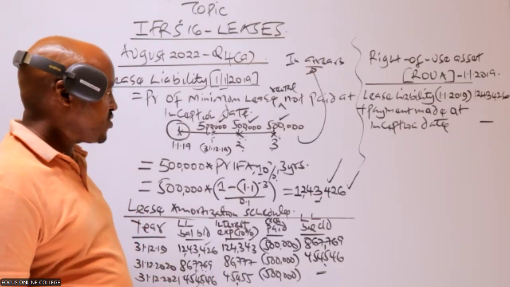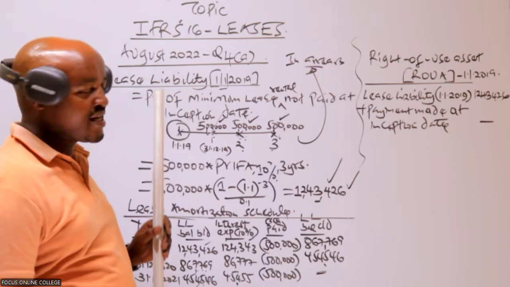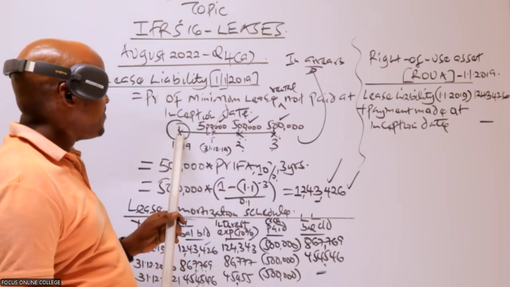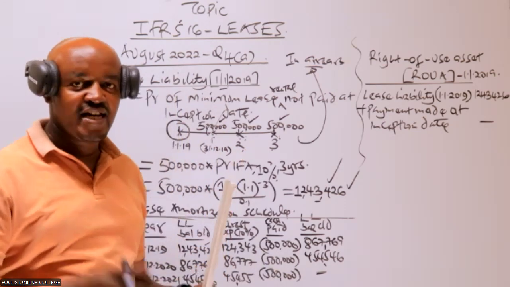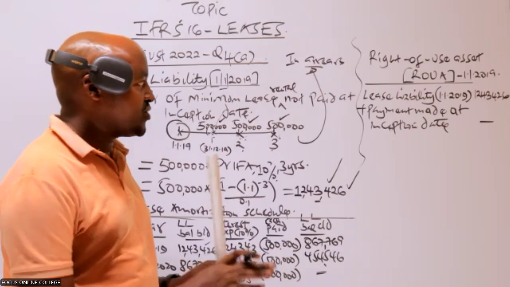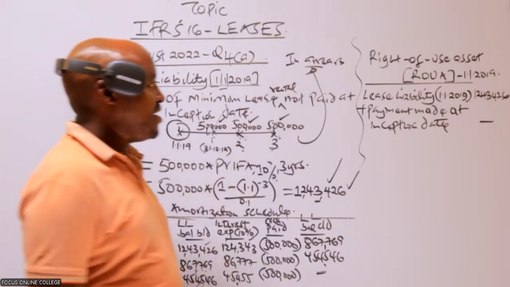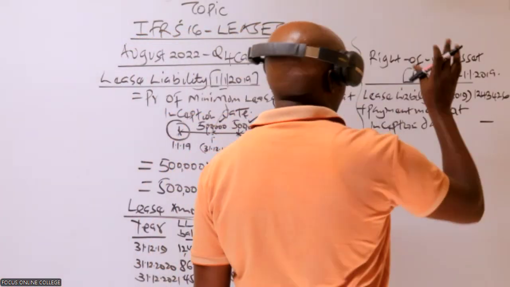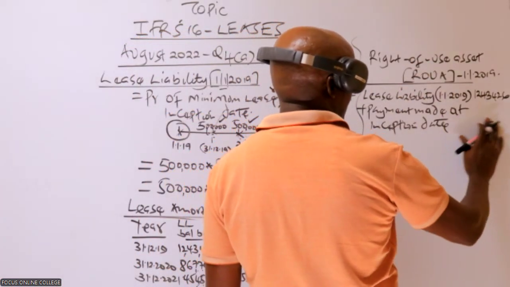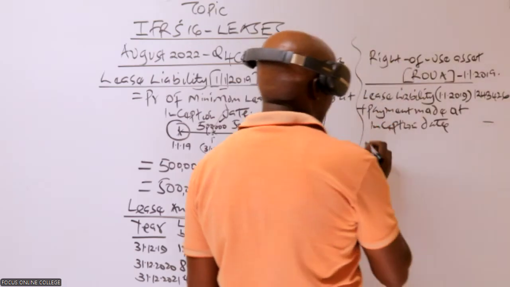We are going to do another question whereby a company leases an asset, but it is paying the minimum lease rentals at the start, in advance. So that you see what is the difference in terms of how we determine the lease liability and the right of use asset. In this case, we don't have any payment made at the inception date.